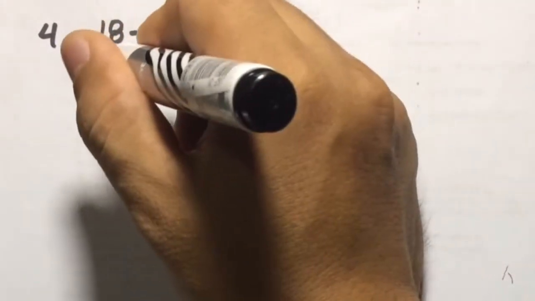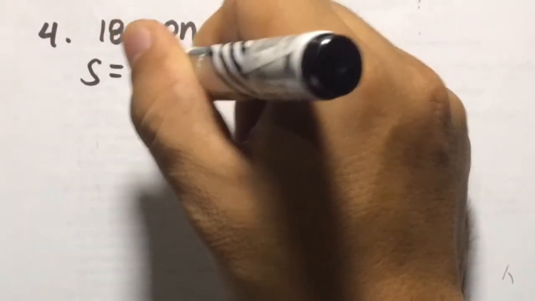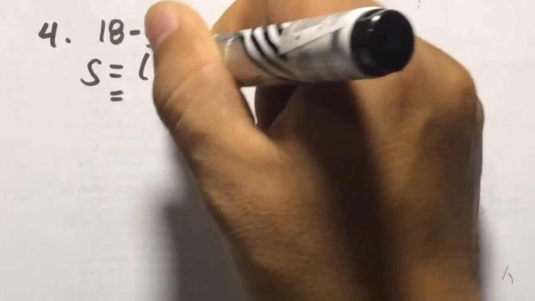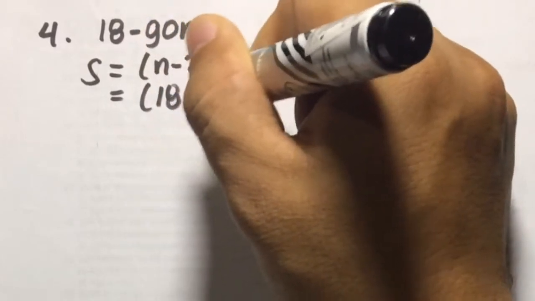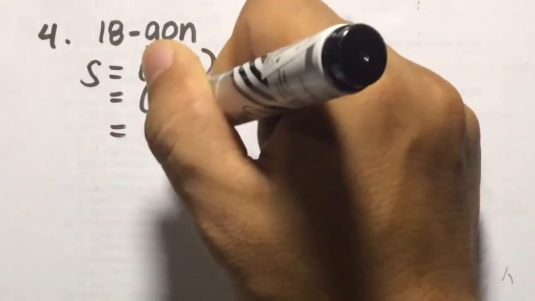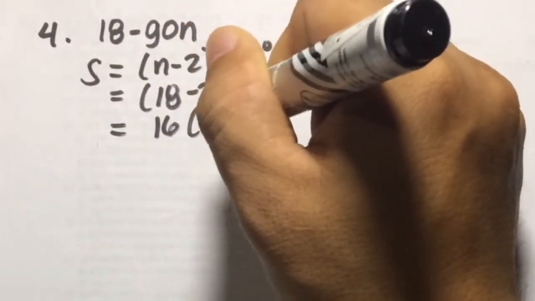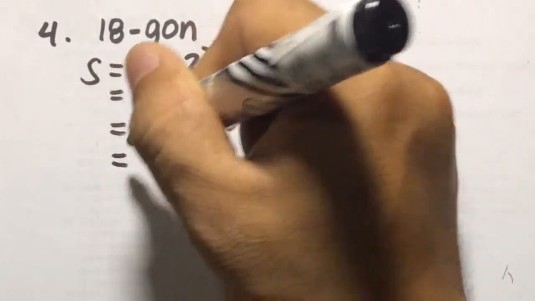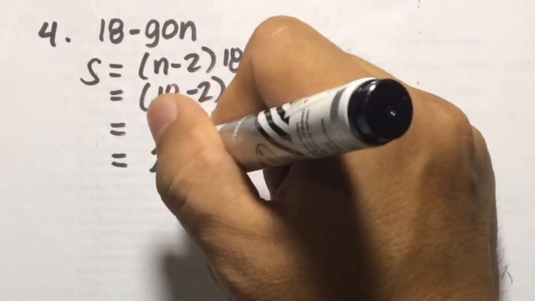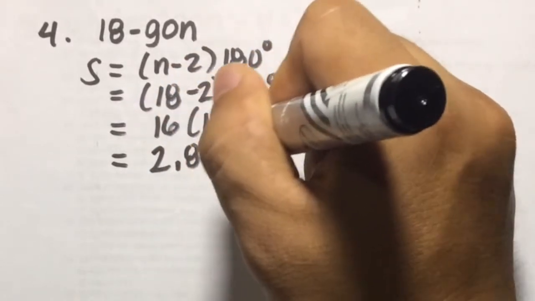Number 4. Find the sum of the measures of the interior angles of an 18-gon. So an 18-gon has 18 sides, so using the formula, S equals the quantity of n minus 2 times 180 degrees, we're going to have here 18 minus 2 times 180 degrees. 18 minus 2 is 16, so you're going to have 16 times 180 degrees. Then 16 times 180 will be 2880 degrees.